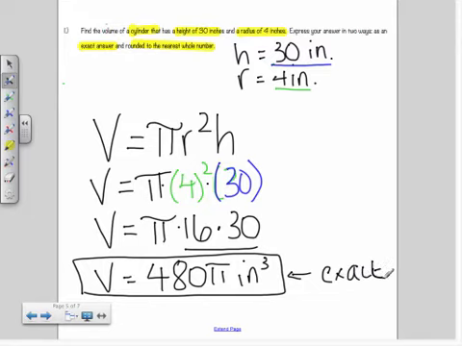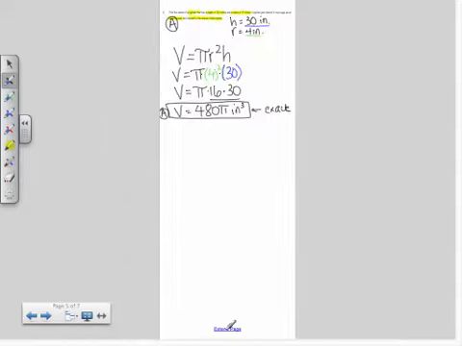All right. But then it also asks you, so we'll call this A. So this is the answer to part A. But it also asks you to find the answer rounded to the nearest whole number. So we'll call that part B. And I'm going to have you figure out what this answer is rounded to the nearest whole number. So what you need to do is grab your calculator and literally just type in what this says, 480 times pi.